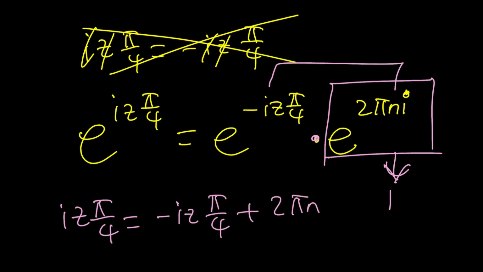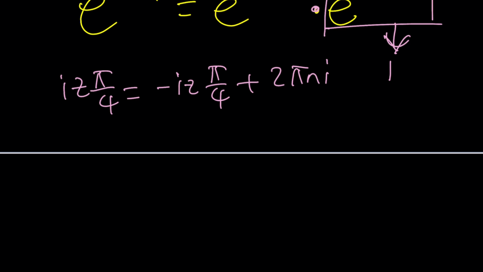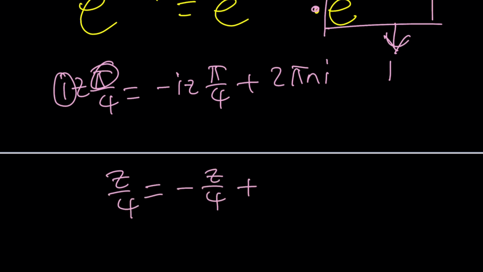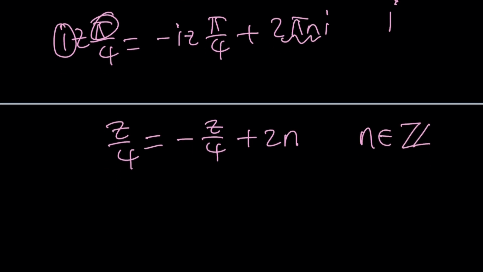And now at this point, let's go ahead and divide both sides by i pi, because i pi is a common factor. That's going to give us z divided by 4 equals negative z divided by 4 plus 2n. Okay, I was like 2 pi n? No, 2n. And n is an integer, by the way. I forgot to say it, but you probably guessed it, because when we say 2 pi n, we're talking about multiples of 2 pi, integer multiples.